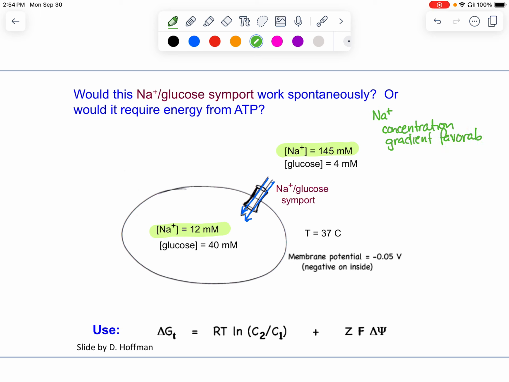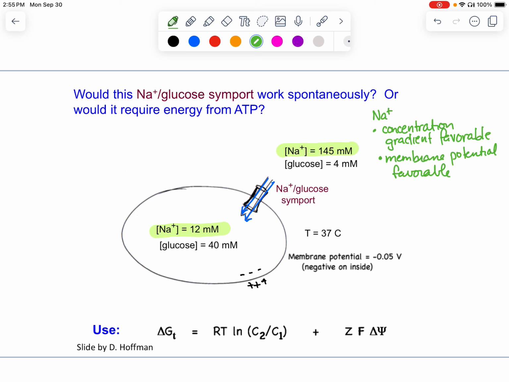And if I look at the charge, let's come down here and look. Our membrane potential is negative 0.05. We know if it's negative, that means there's positive charge on the outside, negative on the inside. And if I come back and think about sodium, sodium is positively charged. It makes sense that it would move towards that negative charge, and so the membrane potential is favorable also. So I would expect that for the sodium ion, that is going to have a negative free energy change. It's going to be a spontaneous reaction for sodium to move in.